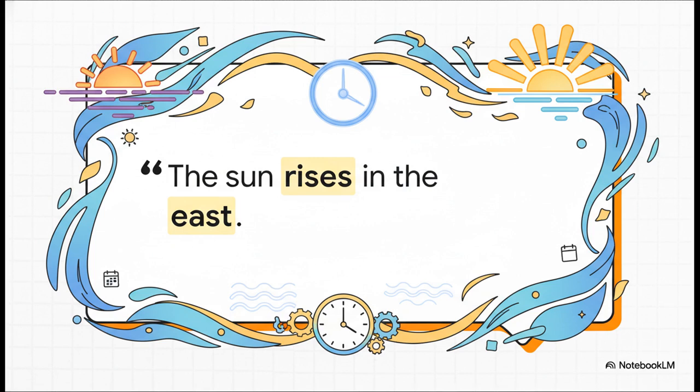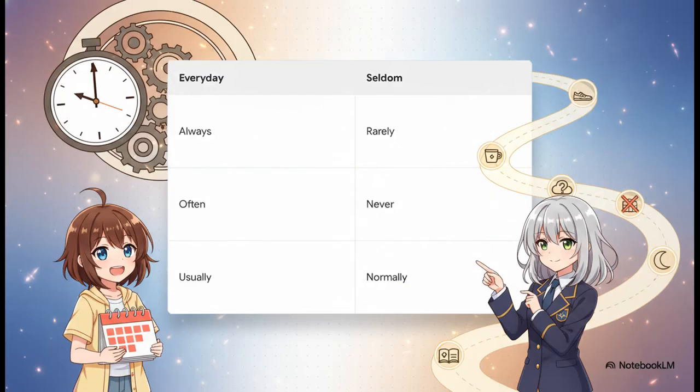See, this action isn't just happening for a moment. It's a constant, unchanging fact. And that makes it the perfect job for the simple present. Now, to give people a heads up that we're talking about habits, we often use specific little signal words. The original notes had these kind of scattered all over the place, so we've pulled them together into this handy table for you. Words like always, often, seldom, never, these are your clues that you're in simple present territory.